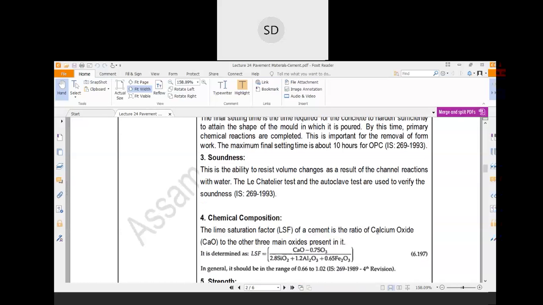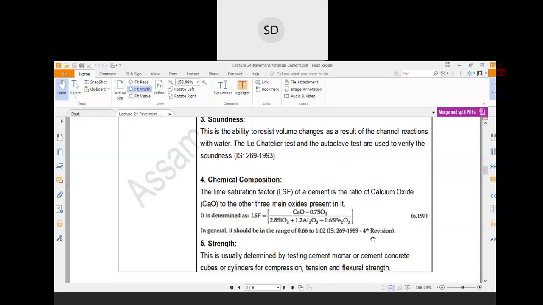Now another test is the soundness test, which is checked by the Le Chatelier apparatus, and this is the ability to resist volume changes as a result of chemical reactions with water. Whenever cement is mixed with water, some volume changes would be there, but the soundness test is conducted to know whether those volume changes would be adverse or not.